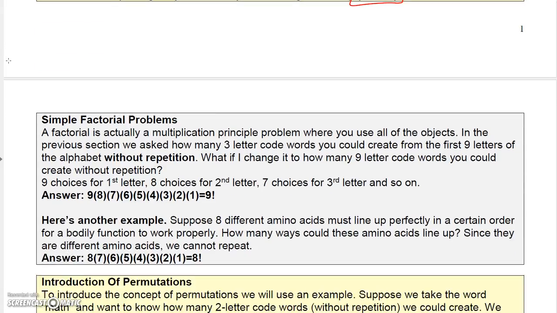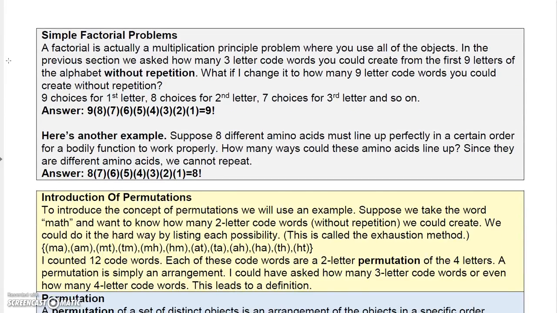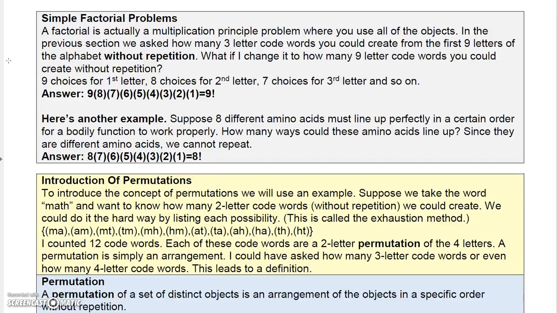That way you don't have to multiply these factorials out. Now, I don't have time to teach you calculator techniques on here, but you can easily find that information on YouTube. Okay, so now let's do some simple factorial problems.